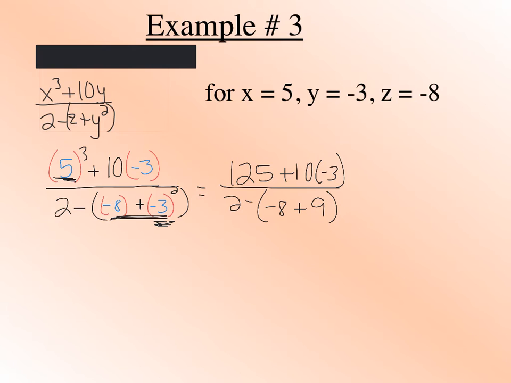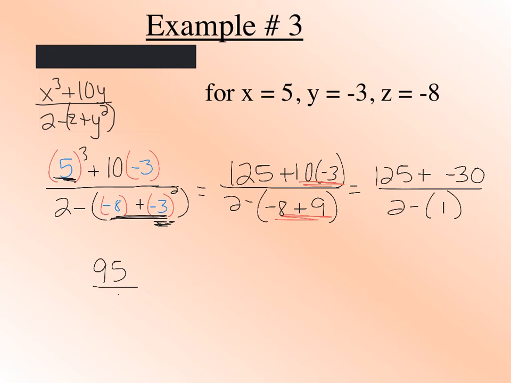Okay, from there, my numerator, the next step I would do on top would be 10 times negative 3. On the denominator, I still need to evaluate those parentheses, so negative 8 plus 9. So my numerator is 125 plus negative 30. My denominator would be 2 minus, and then negative 8 plus 9 is just 1. Lastly, on top, I need to do 125 plus negative 30, which is really 125 minus 30, and that should give me 95. And my denominator, 2 minus 1, is 1. Final step, you can divide that, and we just end up with 95 as our answer.